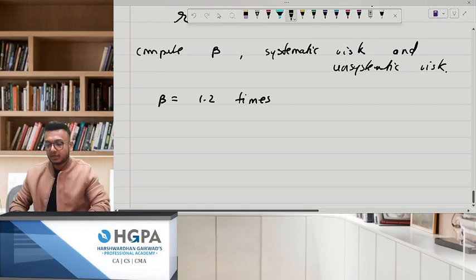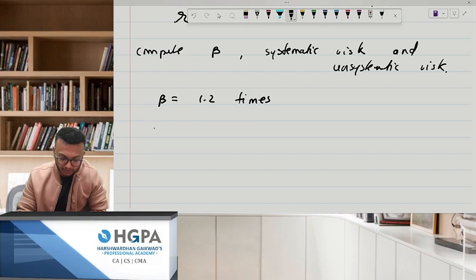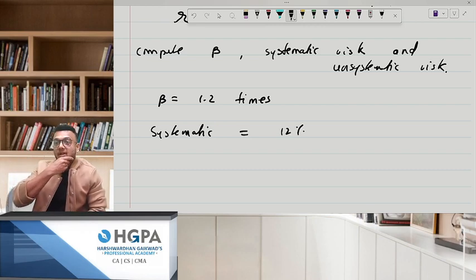Can anybody please tell me what is systematic risk? 12%. Solve by any formula, whichever you like, you will get the same answer. Apurva, did you get the answer? Okay, 1.2 also came. Did you get 12%, everybody? Systematic risk is what? 12%.